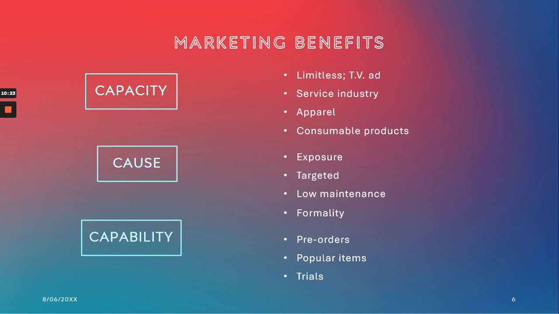Now, for capability, it's primarily used for pre orders and popular items and trials. A good way to do it is if you're releasing a new product, you could show the product in a limited capacity and open it for pre orders. If you have a popular item that typically sells out, it's a good way to get that announcement out there without sending an email or posting to a site. It's a much quicker and easier method.